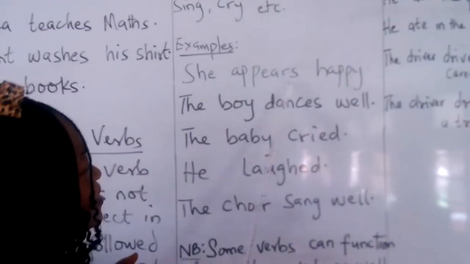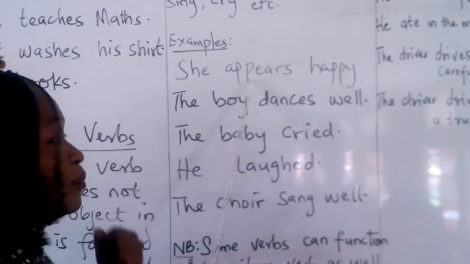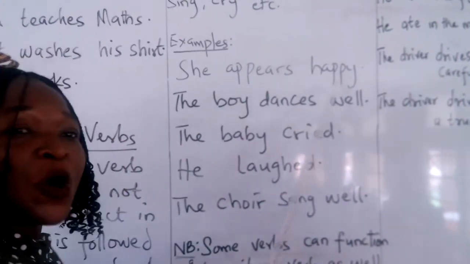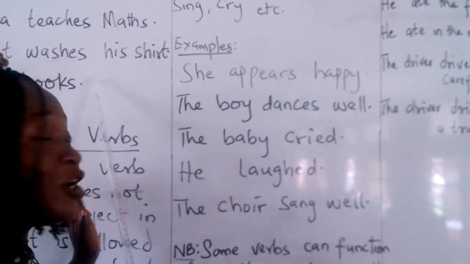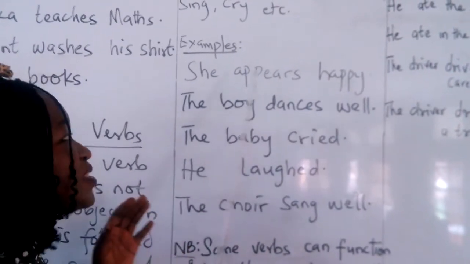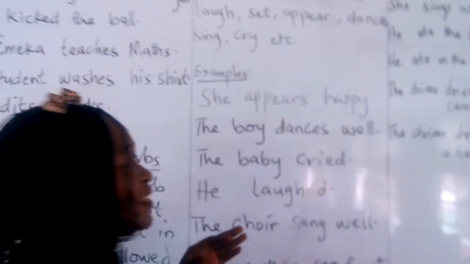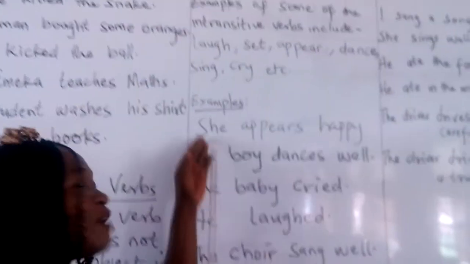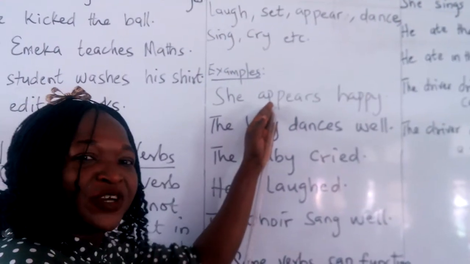If you look at the sentence here, we have she, the subject. We have appears, the verb. We have happy. Now, unlike the sentences we saw when we introduced the transitive verbs, here happy is not an object. It is not receiving the action directly from the verb. Rather, it is an adjective. It is complementing the sentence. This happy is still referring to the subject, which is she. Appears is an intransitive verb.